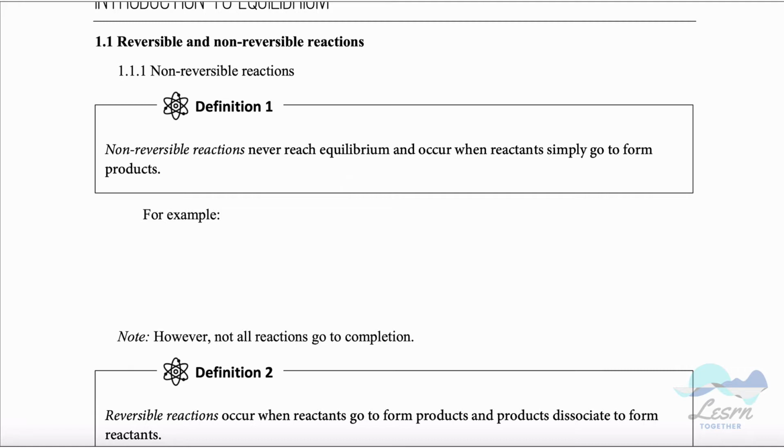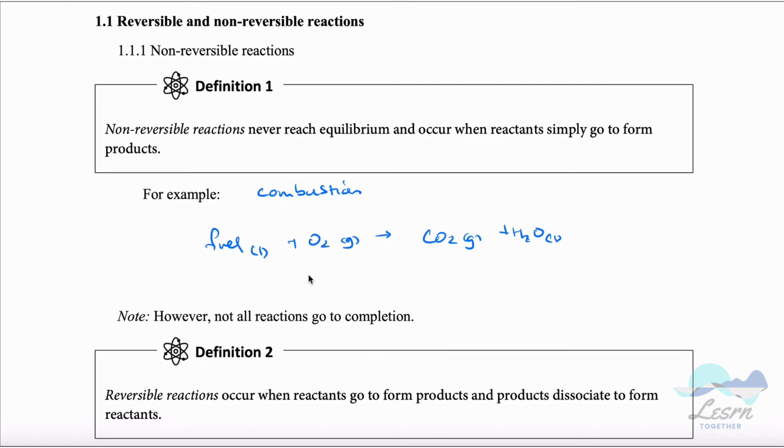The classic example of a non-reversible reaction is a combustion reaction. If we think back to year 11, what's a combustion reaction? Well, a combustion reaction is anytime you have fuel, most of the time it's a liquid, but sometimes it can be a gas, reacting with oxygen to form carbon dioxide and water. This is a complete combustion reaction, right? In incomplete combustion, you get carbon monoxide and carbon, but anytime you get carbon dioxide and water as a liquid, that is a complete combustion reaction. This is a classic example of a non-reversible reaction, because 99% of the time, even 100% of the time, you will see fuel burning in oxygen to create carbon dioxide and water.